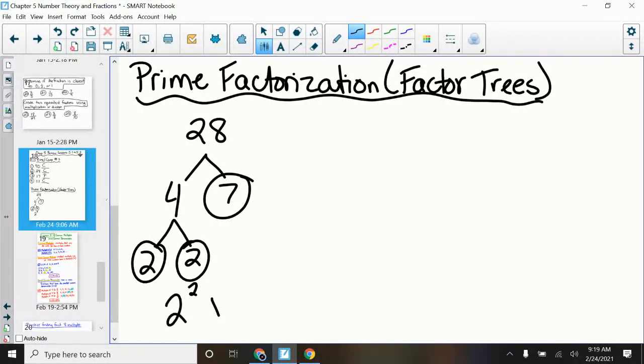I'm going to multiply that by the other ornaments on my tree. What's the only other ornament on the tree? 7. And now I am finished. So my final answer is 2 to the second power times 7. That's how I do prime factorization using factor trees.